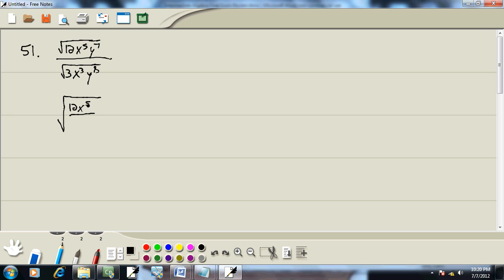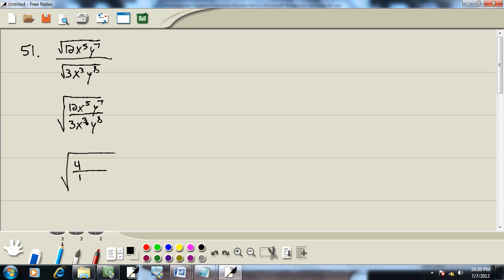So we have 12x to the fifth, y to the seventh, over 3x to the third, y to the eighth, and put them under a single radical. And then we'll simplify this. Well, if I look at the first part, 12 and 3, they're both divisible by 3. 12 divided by 3 is 4, and 3 divided by 3 is 1.